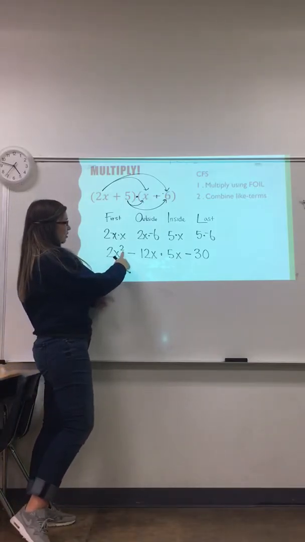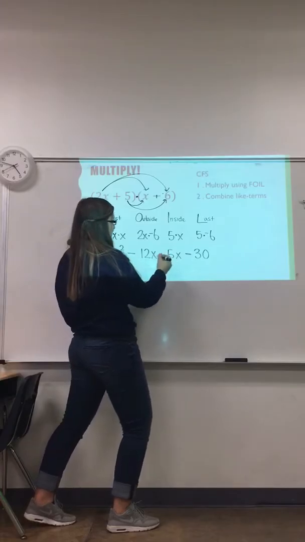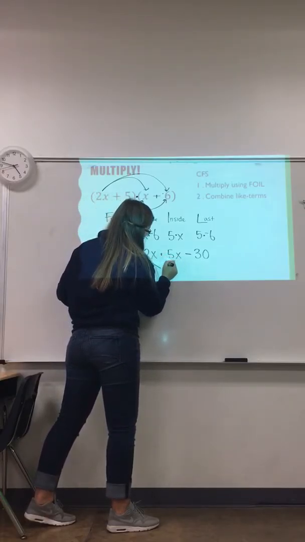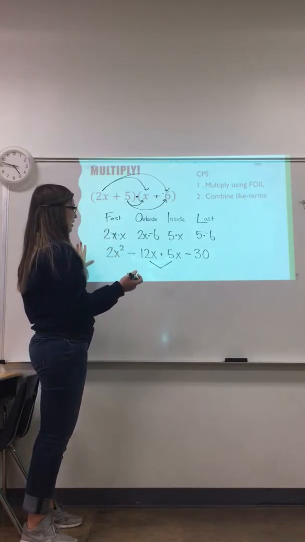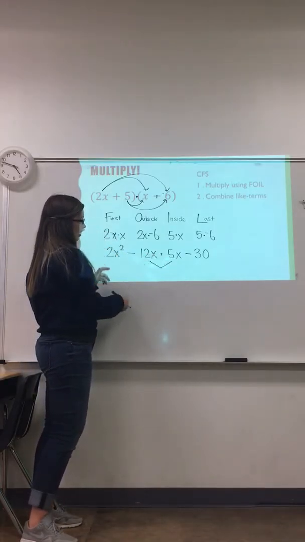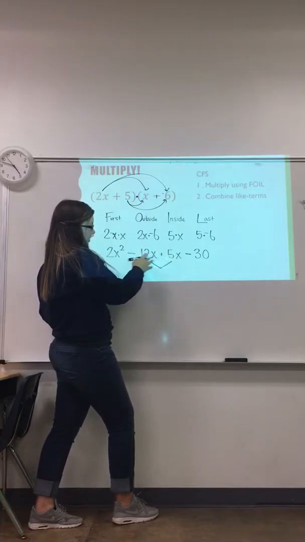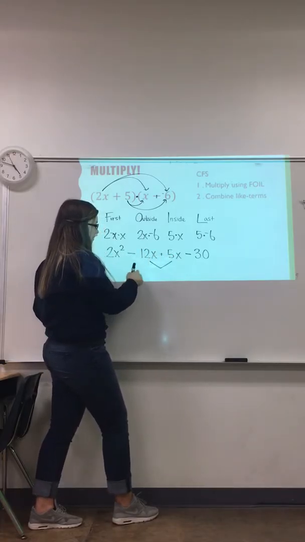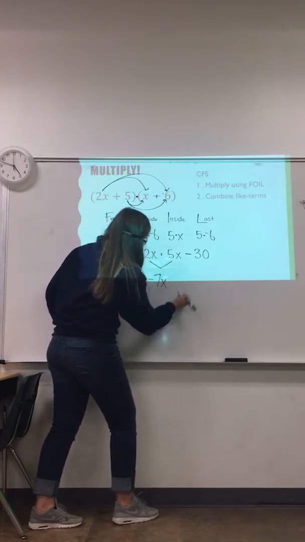Now, this is an x squared. X squared isn't quite the same as x. So we can only combine things that have the same variable and the same exponent. So x squared isn't a like term with these last two. So last we want to combine the -12x plus 5x. -12 plus 5 gives us a -7x.